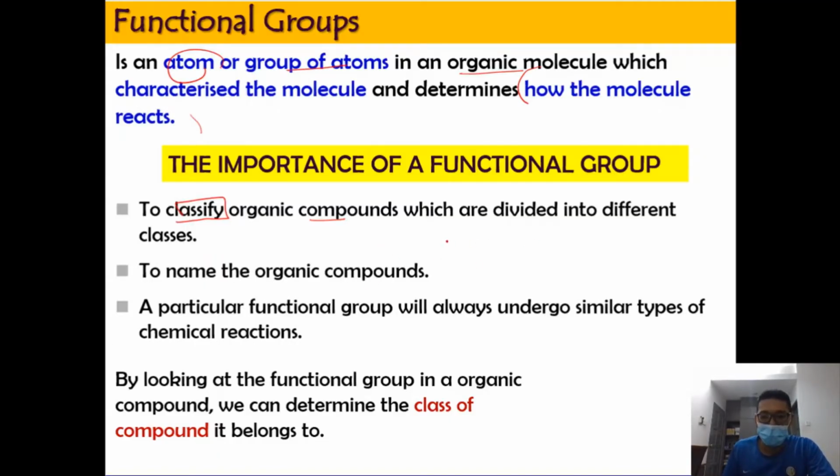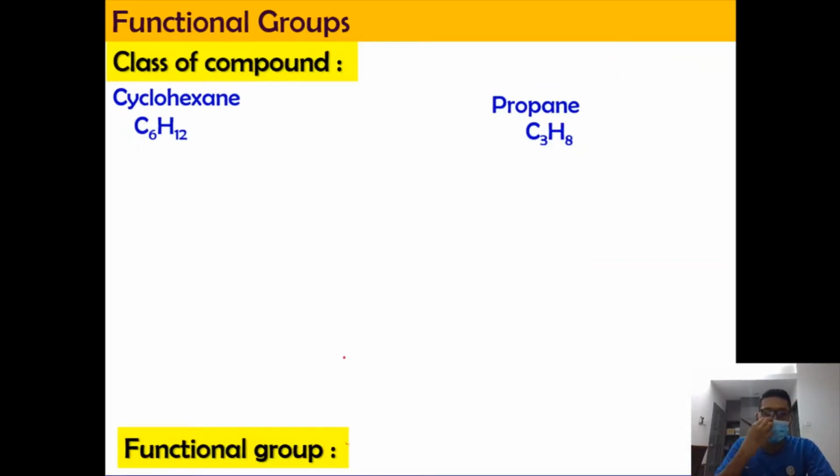For example, if you have a carbon-carbon double bond, which is the functional group here, you know that it is a class of alkene. So, by knowing it is an alkene, it will help you to do the naming, for example, butene. Also, by knowing the functional group, we will know what kind of chemical reaction will be taking place in the organic compound. So, generally, by looking at the functional group in an organic compound, we can determine the class of the compound it belongs to.